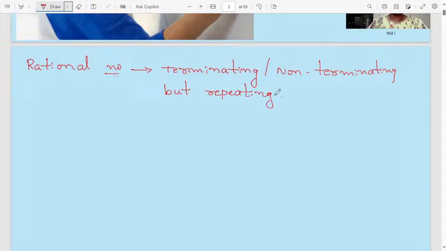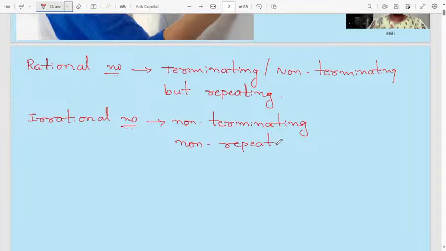Then next one, irrational numbers. Remember, I will tell important points to remember in some topics. I will tell the formulas, points, everything. Irrational numbers are non-terminating and also non-repeating.